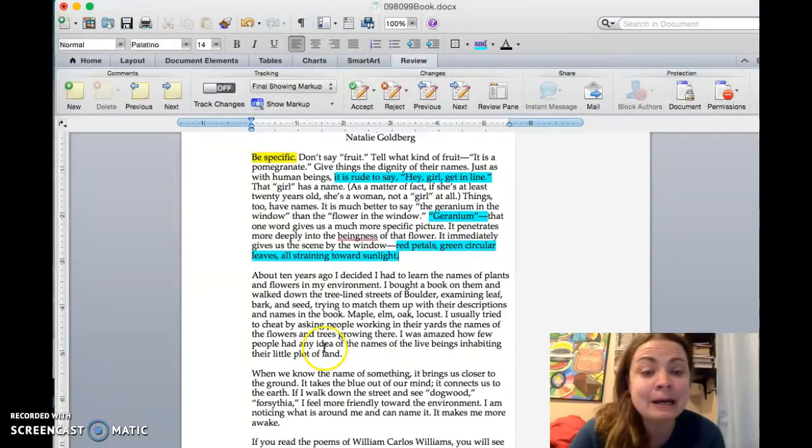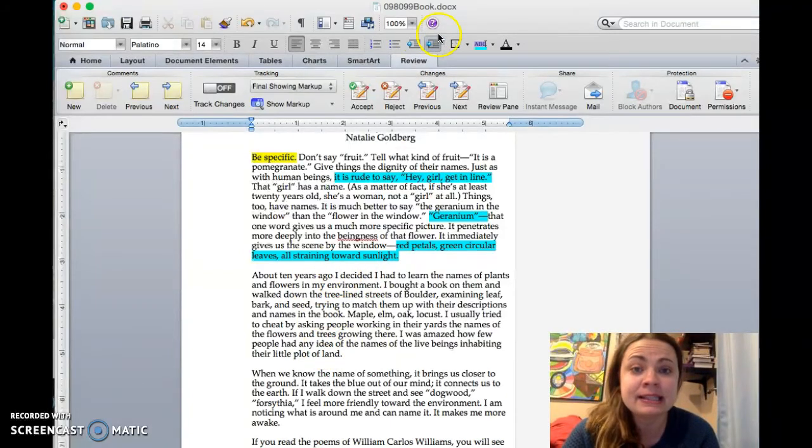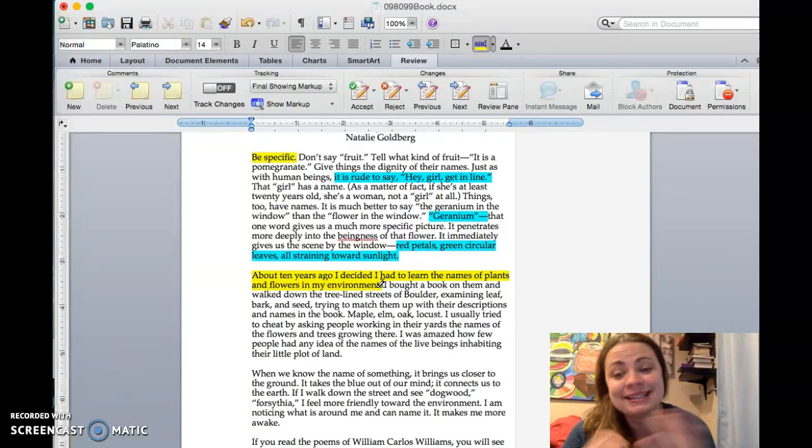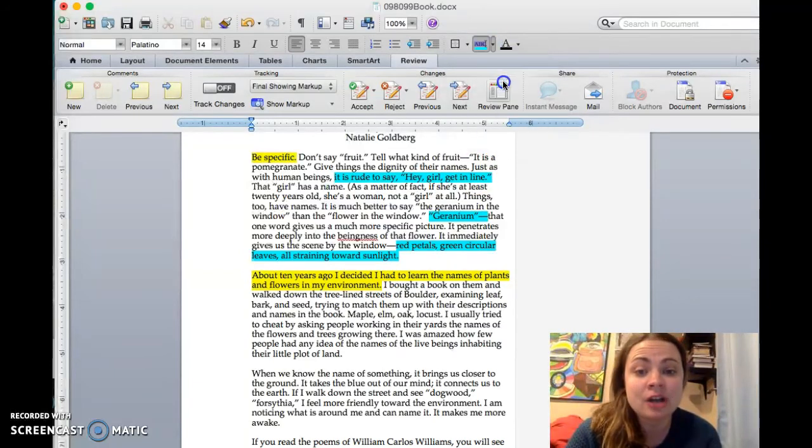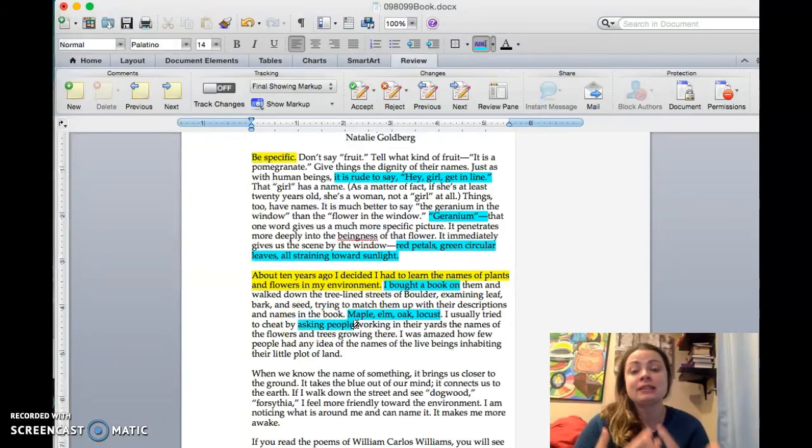So her main idea, right, is that she decided to learn the names of plants and flowers in her environment. So she's got her main ideas in the first sentence of each paragraph. Those are her topic sentences. And some of the details that she talks about include, right, maple, elm, oak, locust. She bought a book, right? She asked people, okay? All those things support the idea that she decided to learn the names of plants in her environment.